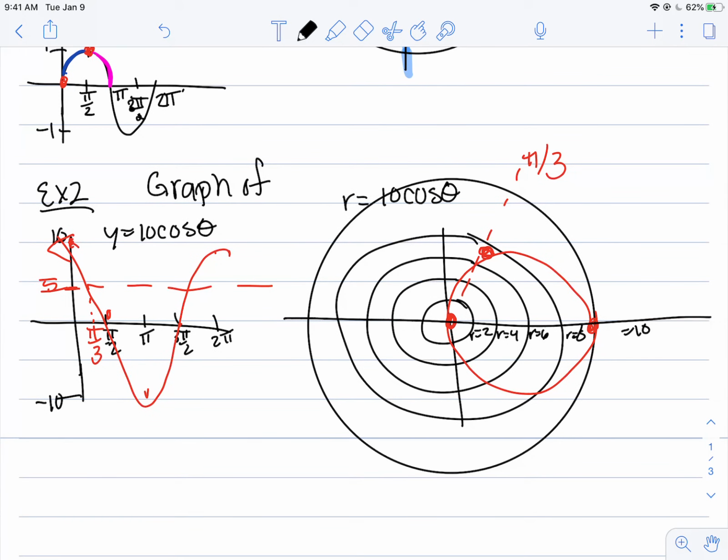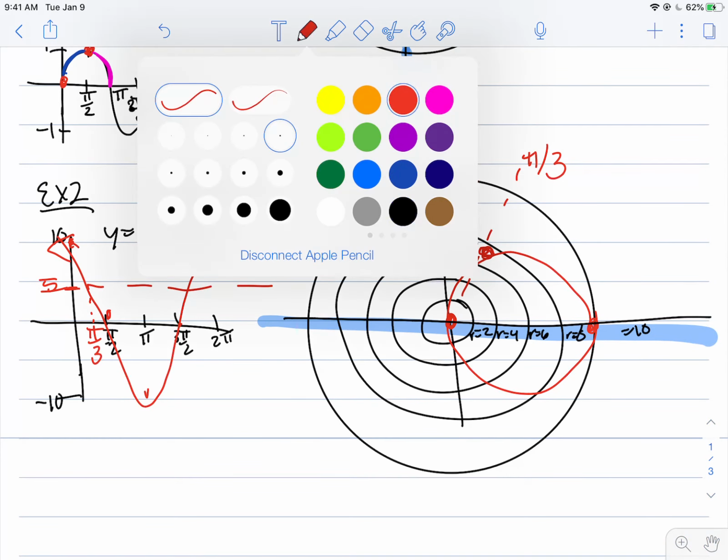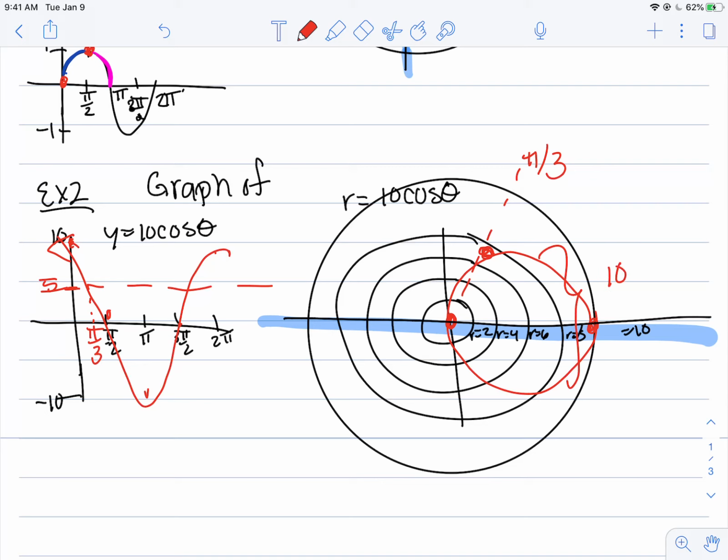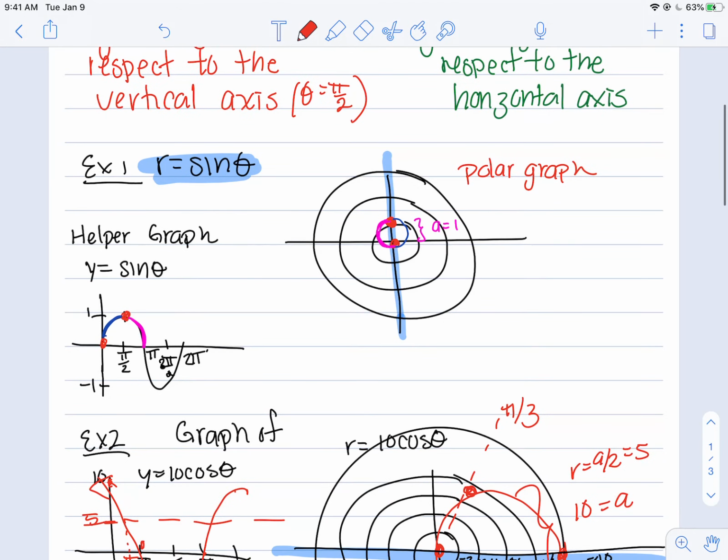It looks like a circle. Look at the symmetry with the horizontal axis. Okay, the diameter is 10. So our diameter is 10, the a value, and our radius is 5. So this is what circles look like.